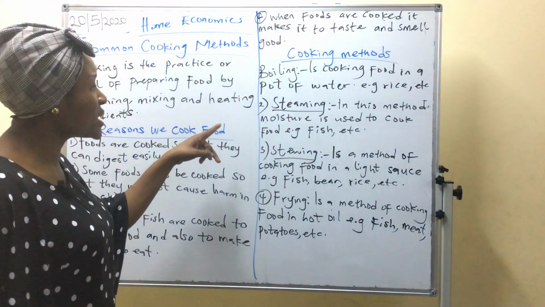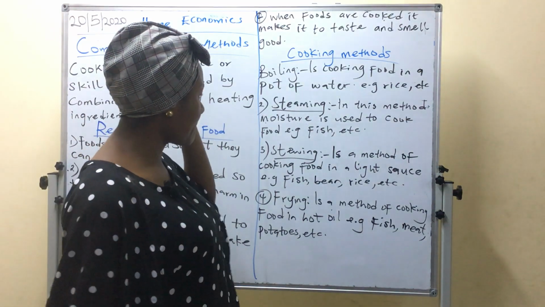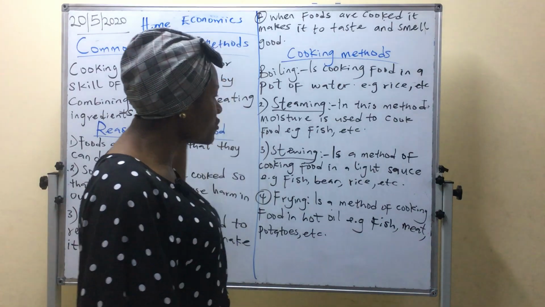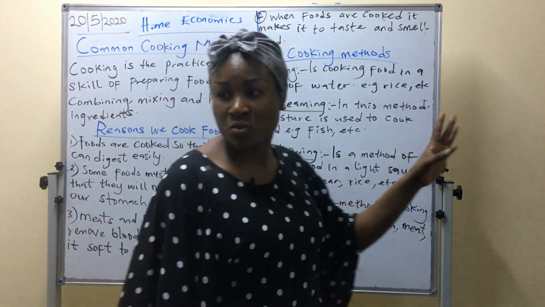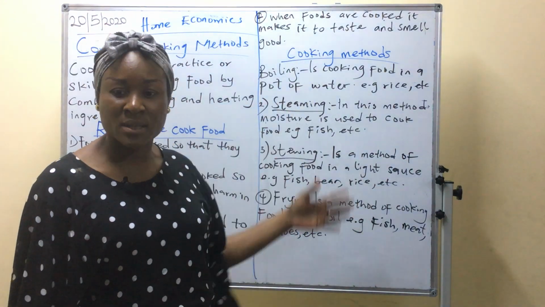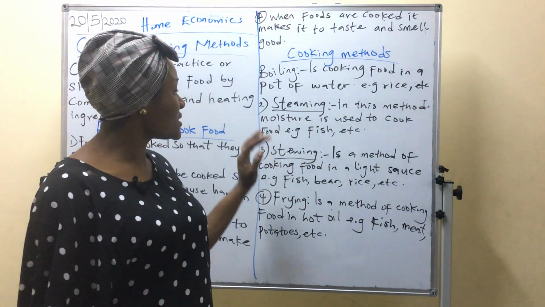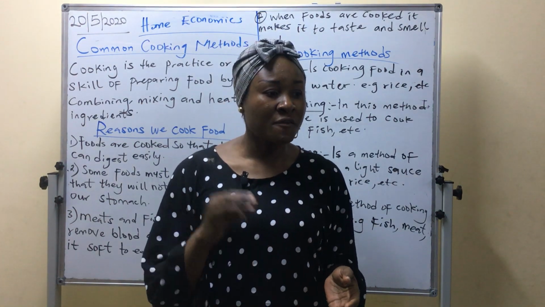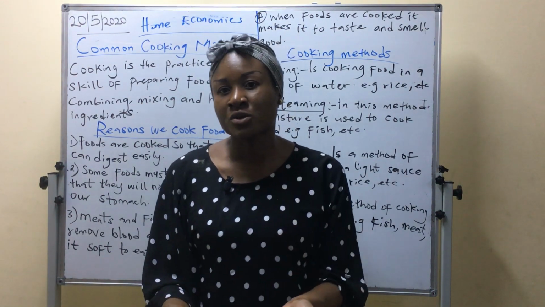The second cooking method I want to talk about today is steaming. In this method, moisture is used to cook your food. I'm going to show you some diagrams at the end of the lesson to explain better. In steaming we use two pots. Now, in the first pot you pour water and place it on the fire.